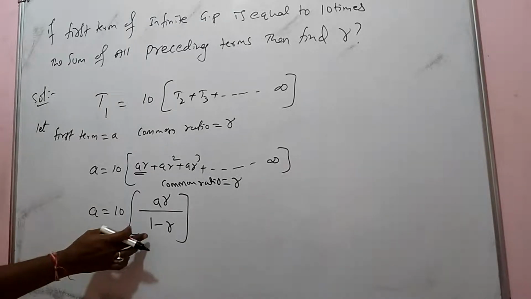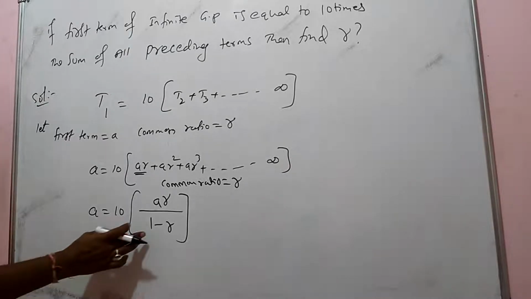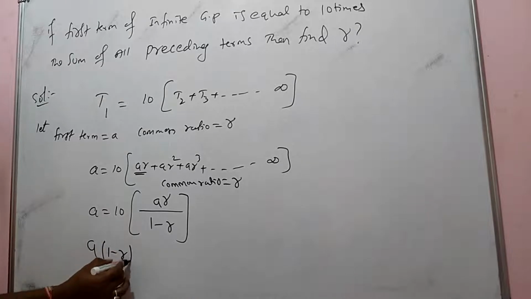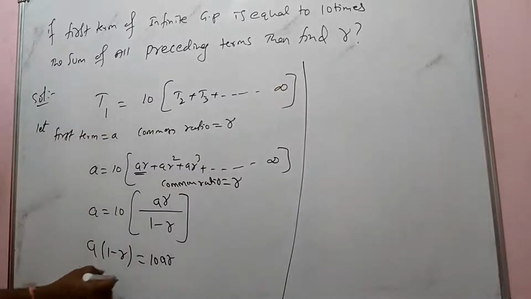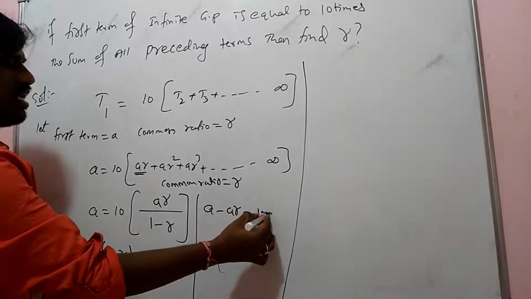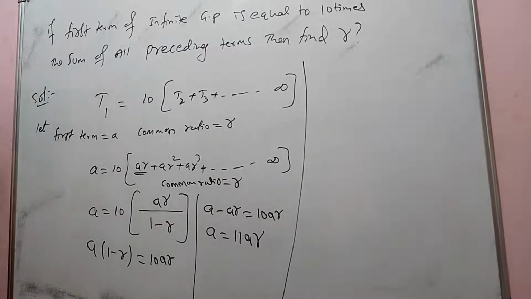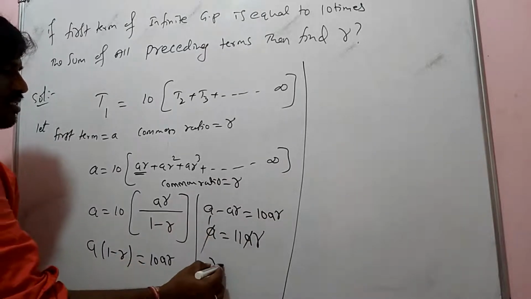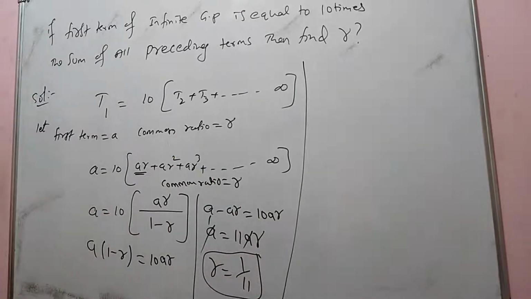So do cross multiplication. A into 1 minus R is equal to 10 into AR. So I get A minus AR is equal to 10 AR. Sending that to the other side, A is equal to 11 AR. A cancels one time. So R is equal to 1 by 11 is the answer.